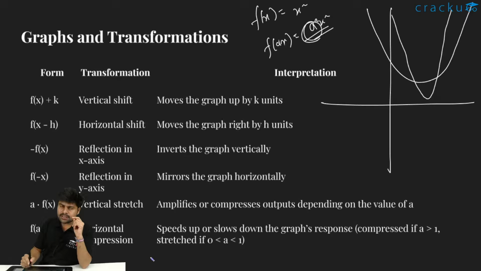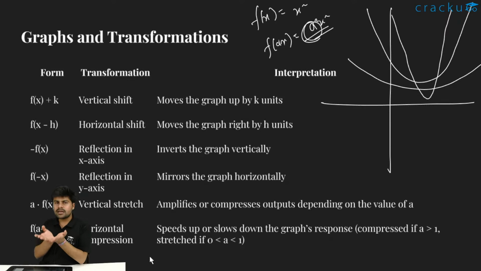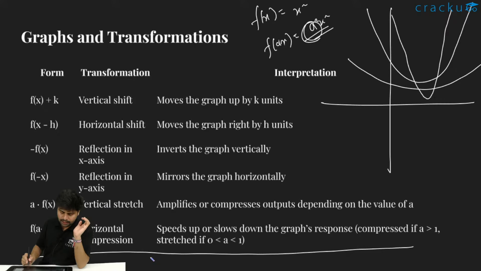On the other hand, if the value of a is less than 1 but greater than 0, then it will be slightly broadened. Why? Because you will be multiplying by a number that is less than 1. So it has to be slightly broadened, right? It will be broadened and it will look like this. So this is the last line. I hope it is clear now.